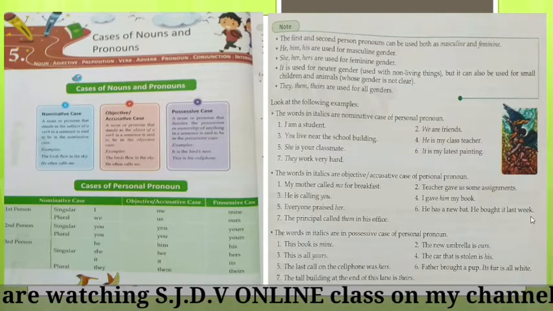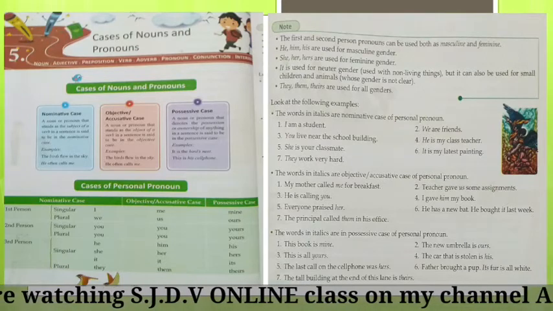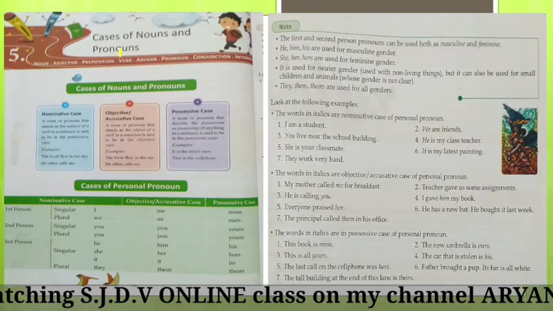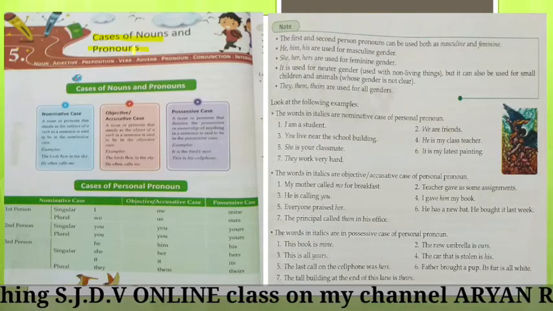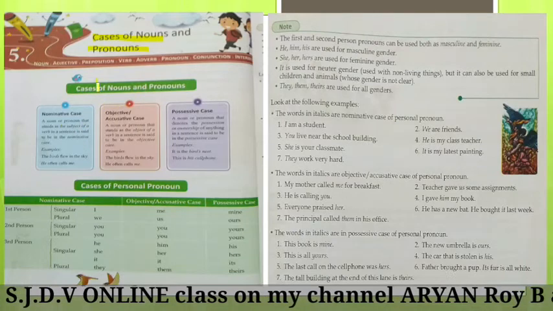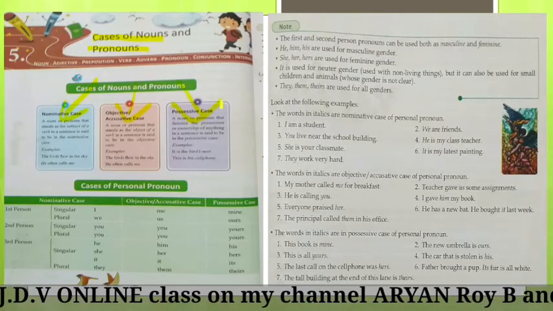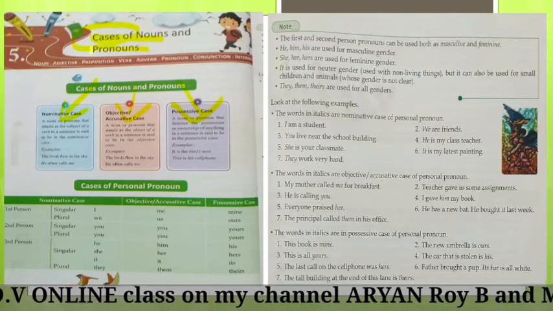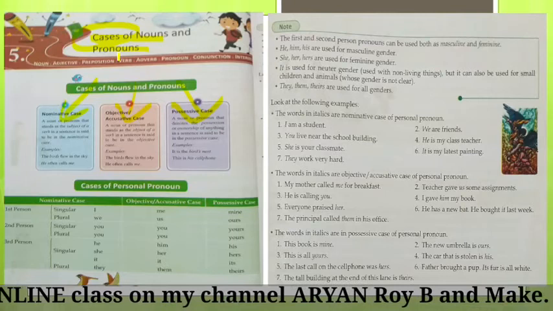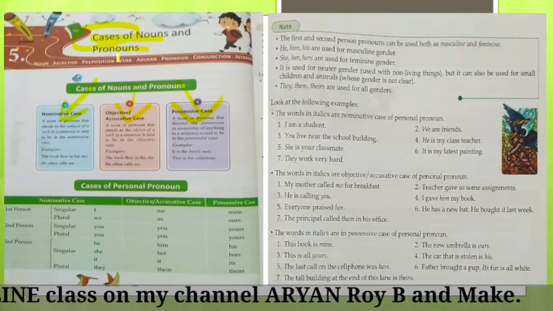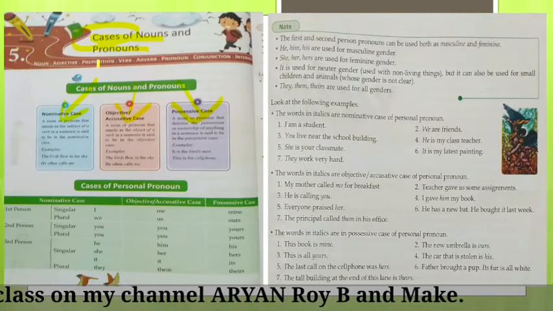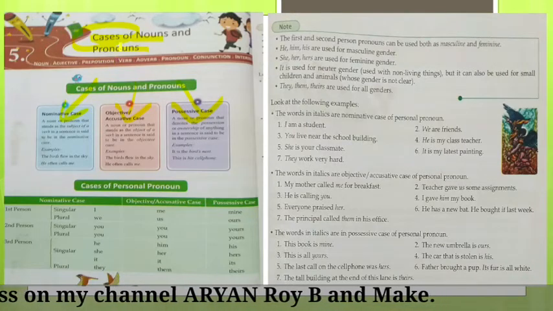So first of all, let's know today's chapter that we are going to start. This is cases of nouns and pronouns. First of all you can see we have divided it into three criteria. In Bengali, if you want to get the similarity, hope you have read it in standard 6, that is about the karak. Karta karak, karma karak, karan karak, apadan karak, these types of karak in English are cases.